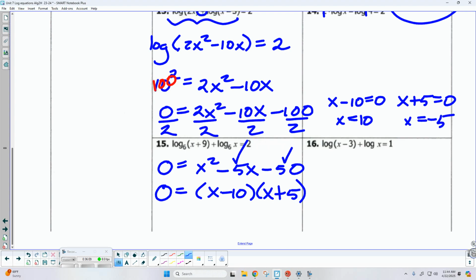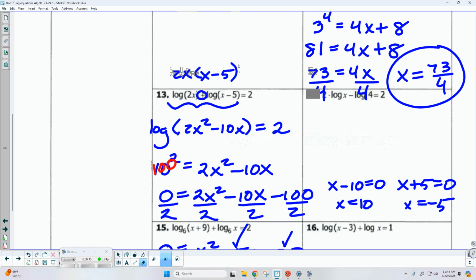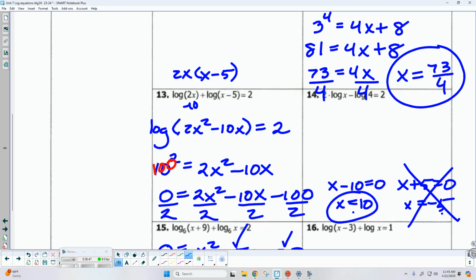Now, we got two answers, so let's check this. Let's check the 10. Okay. And right now, I'm not even worried about checking the whole equation. I'm just looking at the arguments. Let's check the 10 first. Okay. So what is 2 times 10? 20, so that's perfect. 10 minus 5? 5. That did not make a single argument 0 or negative. Boop, we're good. Okay, let's try the negative 5. What's 2 times negative 5? Negative 10. What can the argument not be? Cannot be negative or 0. I don't even need to check the other one or keep going. I know negative 5 cannot be a solution.